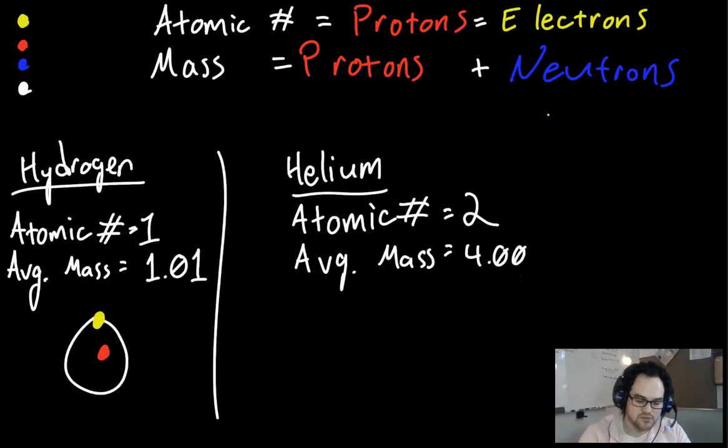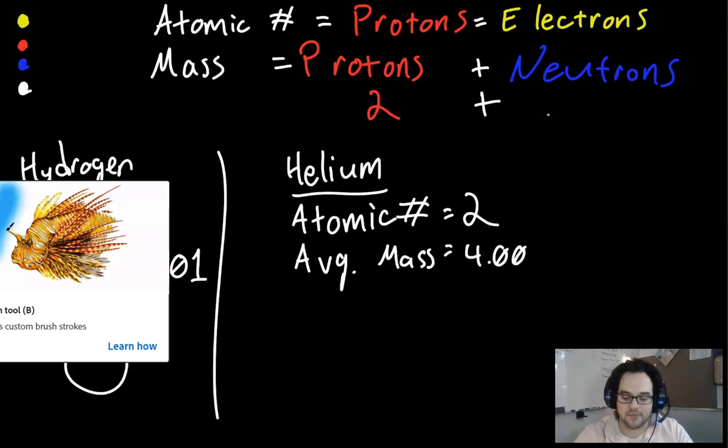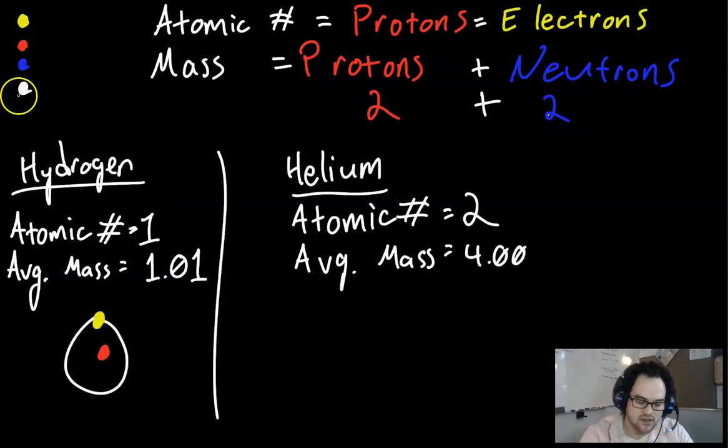So the atomic number tells me that we have at least 2 protons. I have to figure out what I'm doing next. I'm getting all mixed up. So to get to 4 as a mass, we have to have 2 neutrons. 2 plus 2 will give us 4 for our mass.